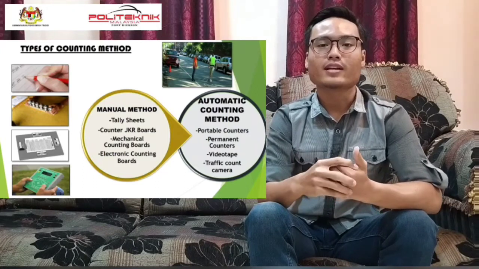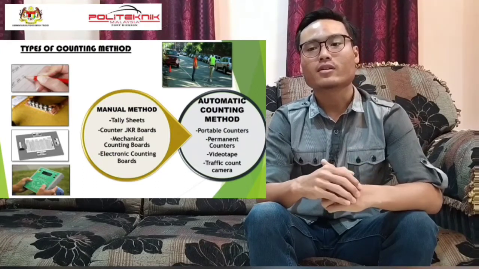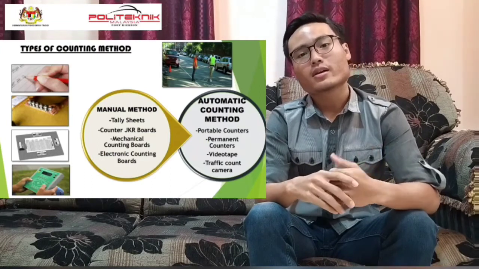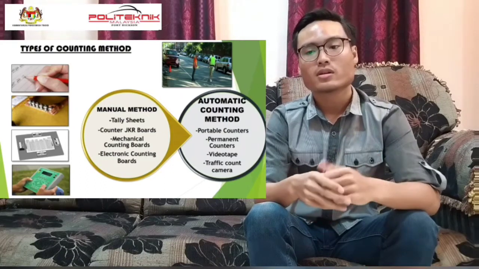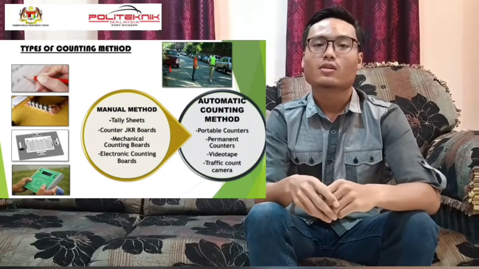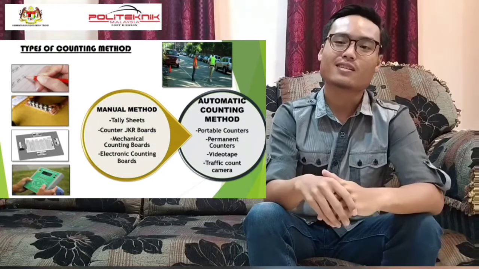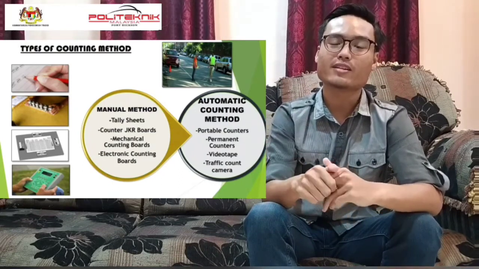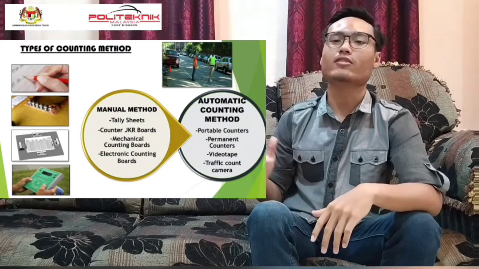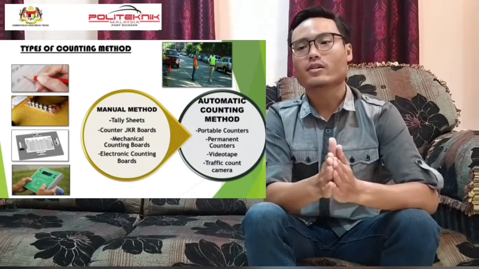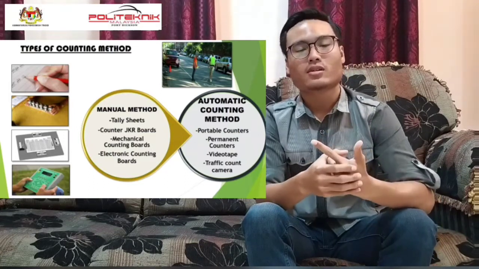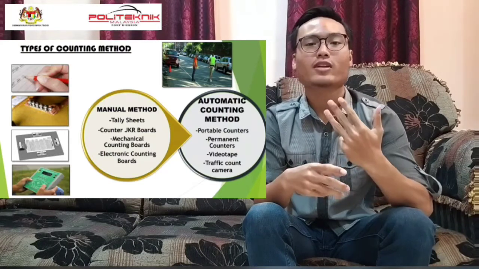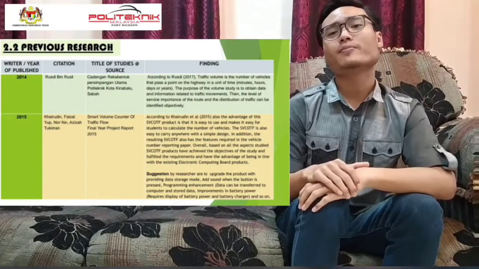Next we have the counter JKR box, a mechanical counting box, and an electronic counting box. So this is the manual method. Now we go to the automatic counting method. In the automatic counting method, we have a portable counter, permanent counter, video tape, and traffic count camera. Next, the next slide talks about the previous research.